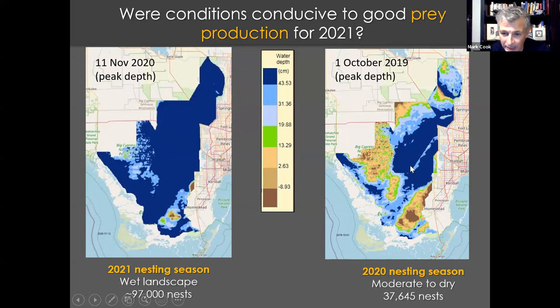And one of the key parts, it's not just the entire area. Having more area covered is good, but there are also some key areas that are absolutely essential for prey production and for producing some of these super colony events. These are the Western Marl Prairie areas, Southern Big Cypress, and Northern Water Conservation Area 3A. This is where we have that Alley North colony that can get up to 60,000 nests. These Marl Prairies and Southern Big Cypress are the feeding zone of the coastal colonies in the Fertile Crescent. So having these areas this wet is absolutely essential. And that's what we had in 2020 that we don't usually get, and that's partly why we had such an enormous nesting response.